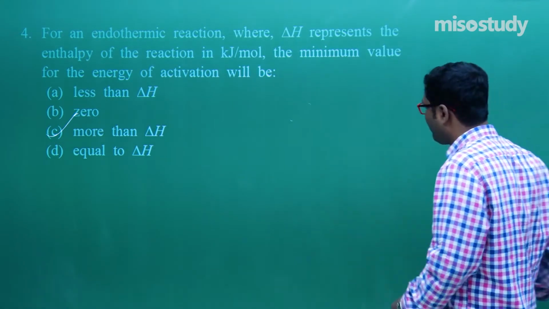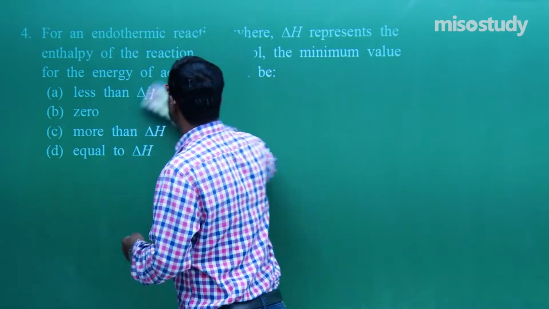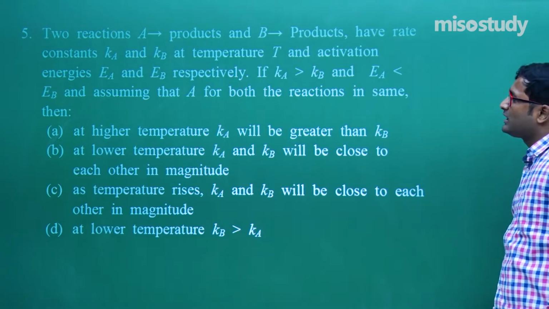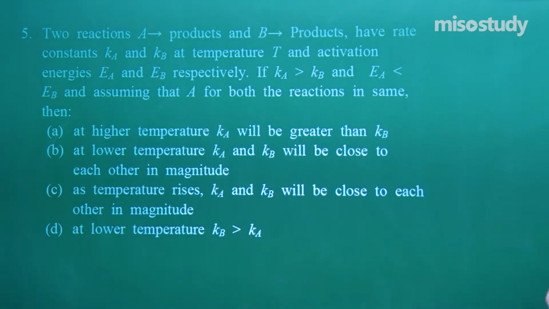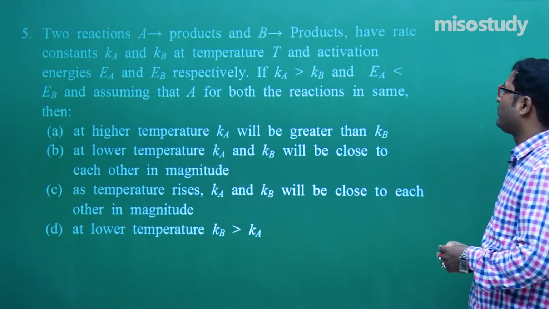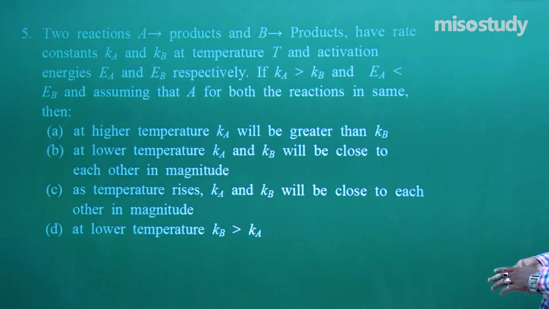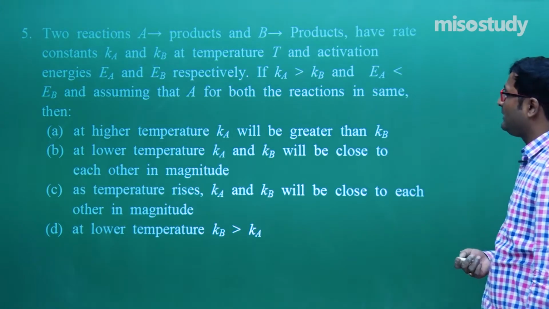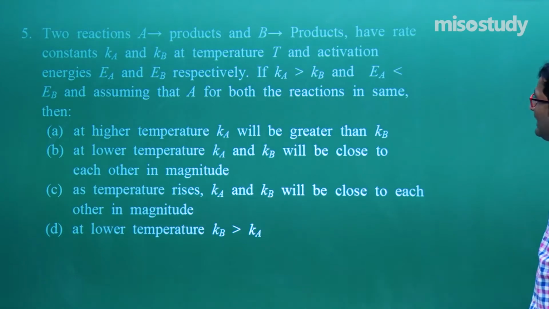Now friend, wait for a moment, let's move to the next section. What am I telling, what will happen in this case, check it out. For question number 5, look at two reactions, A gives product and B gives product, with rate constants Ka and Kb at temperature T, and activation energies EA and EB. If Ka is greater than Kb and EA is less than EB, assuming that A for both the reactions is the same, then what will happen?